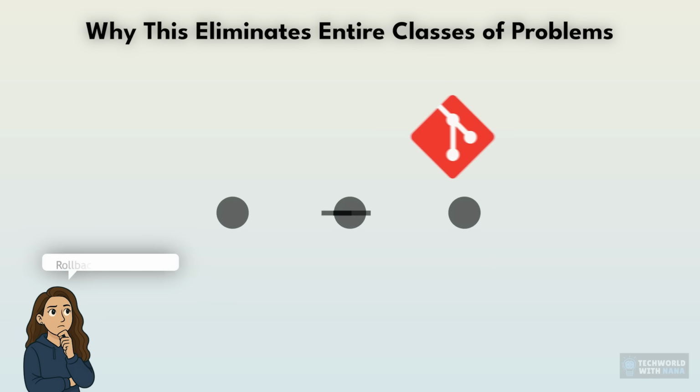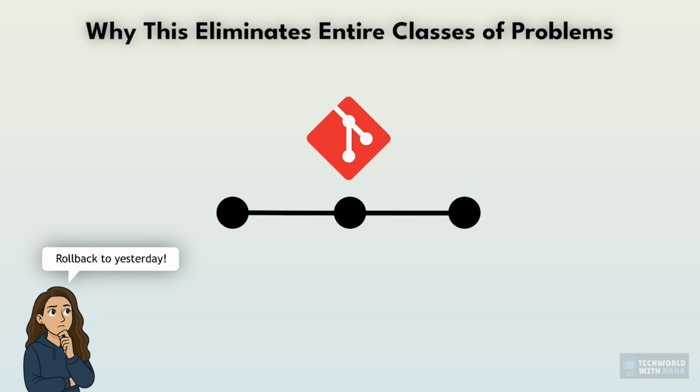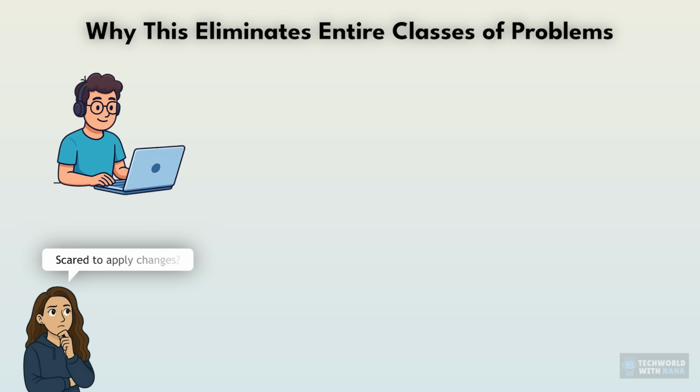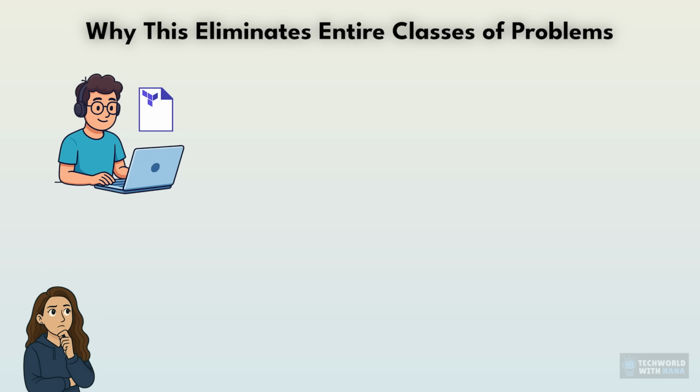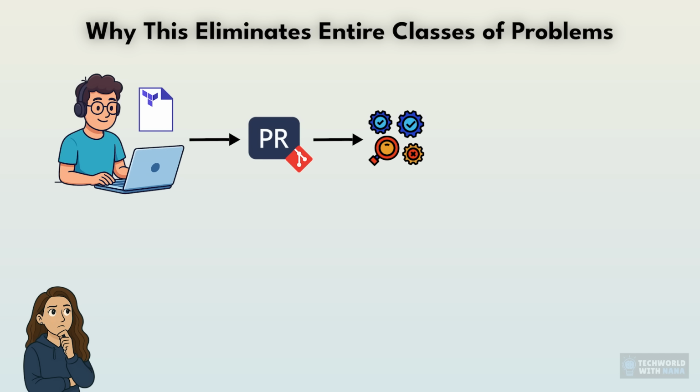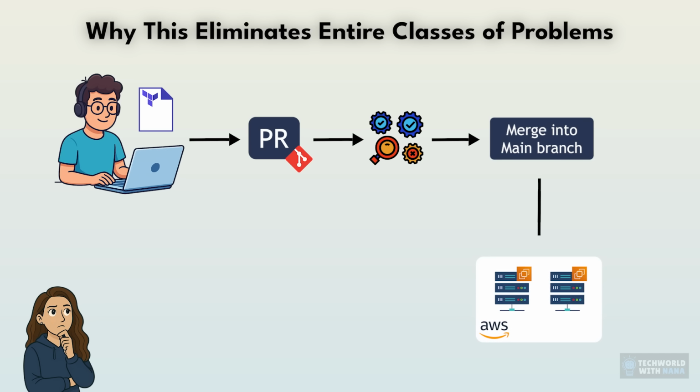We need to roll back to yesterday's infrastructure. Just revert the Git commit. The automated system deploys the previous version. I'm worried about applying this change. Well, the system applies it automatically after the code review. So you can run all the tests and make the checks within the pull request before it gets merged and deployed to the infrastructure. So this is an ideal infrastructure state that you want to work towards.